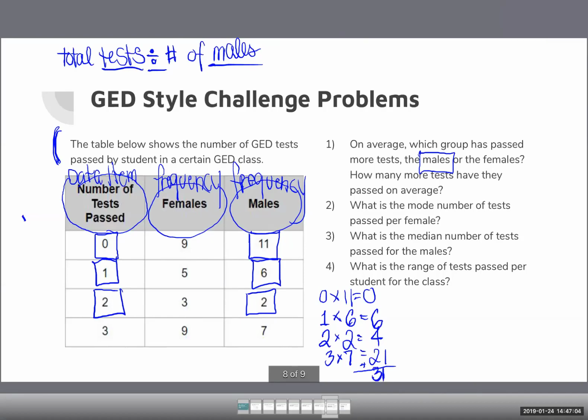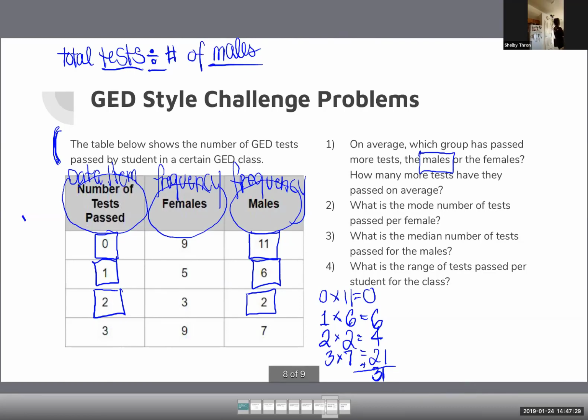Now, don't be the foolish student who gets so excited that they found a total that they stop right there and tells me the gentlemen have passed an average of 31 tests. I'm like, what tests are you taking? I'm so glad there's not 31 subjects on the GED. Okay, this answer doesn't make sense yet. Why? What do I still need to do? The number of male students. Exactly. I've got to divide by the number of male students.